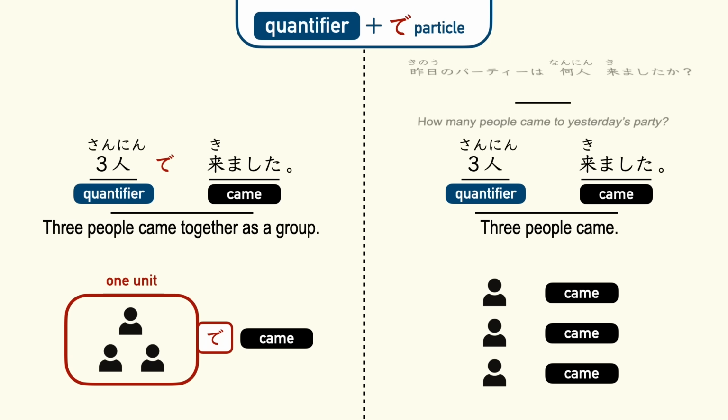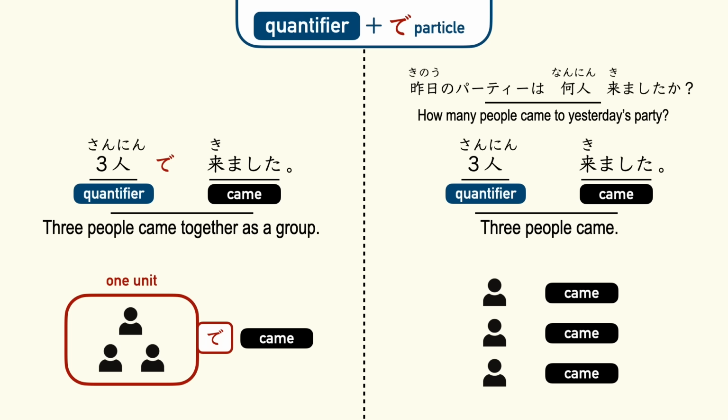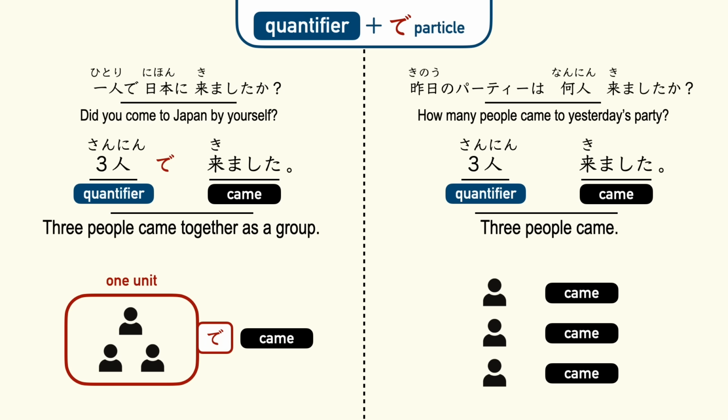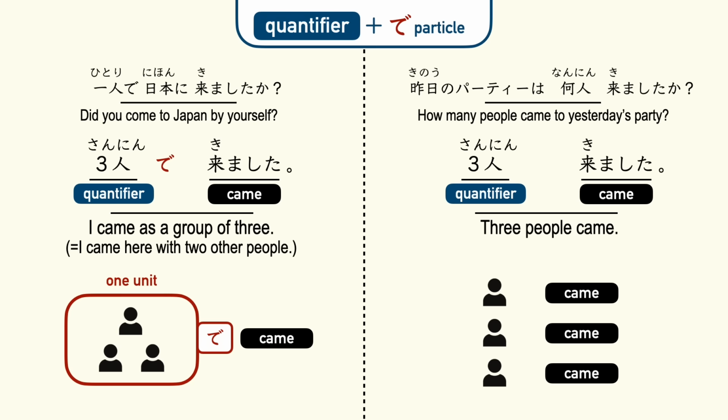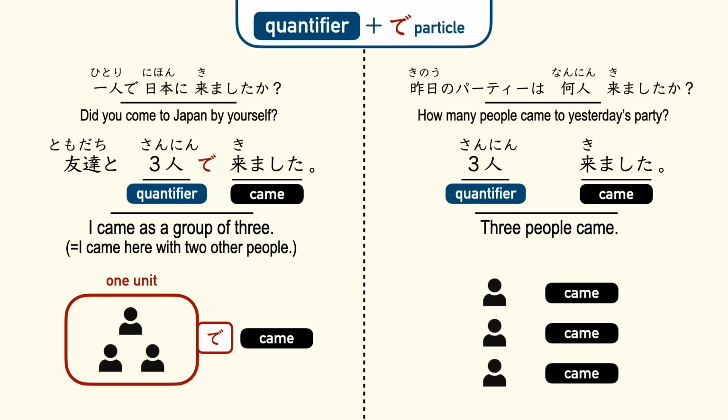So if someone asks, 昨日のパーティーは何人来ましたか? How many people came to yesterday's party? For example, you should say 3人来ました. If someone asks, 一人で日本に来ましたか? Did you come to Japan by yourself? You should say, いえ、3人で来ました. No, I came as a group of 3. So basically, I came here with 2 other people. You could also say, 友達と3人で来ました. I came here with 2 other friends.